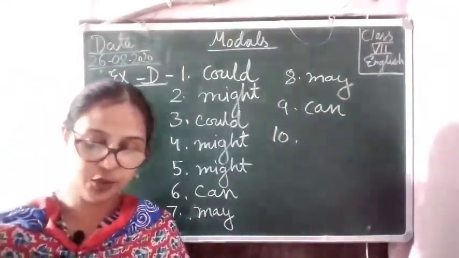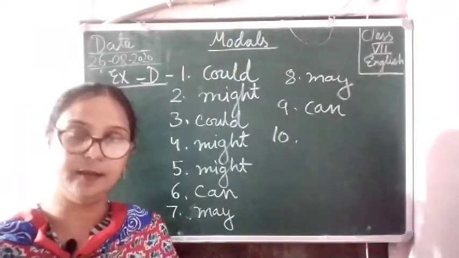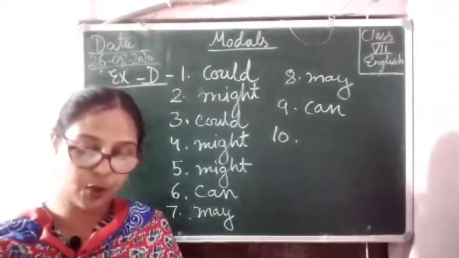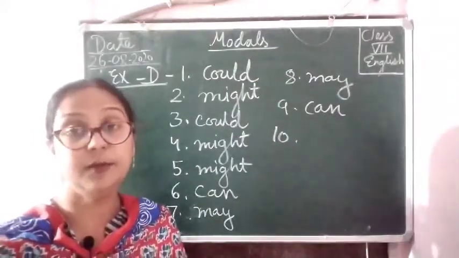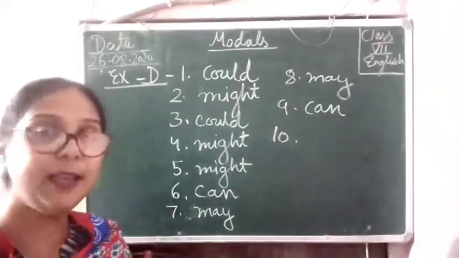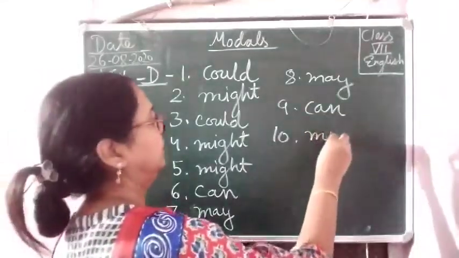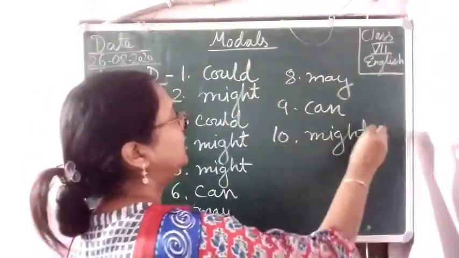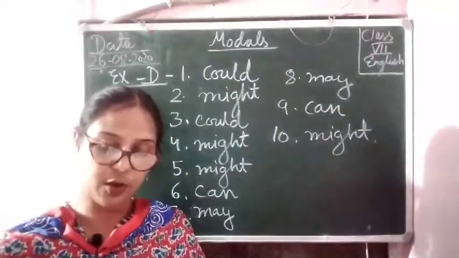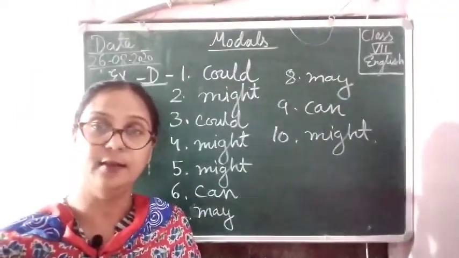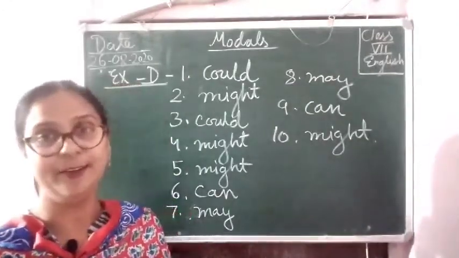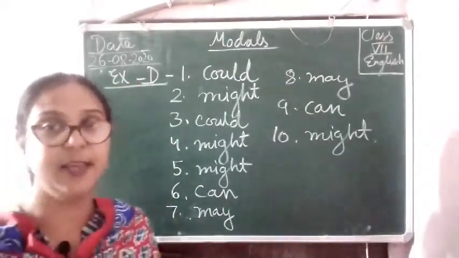I can come tomorrow to meet your father. Now on number 10, she dash come tomorrow to meet your father. So here we have to show weak possibility. So we are going to write might, because it's showing the weak possibility. Now, she might come tomorrow to meet your father. So this way we have completed this modal and we have completed this exercise also.